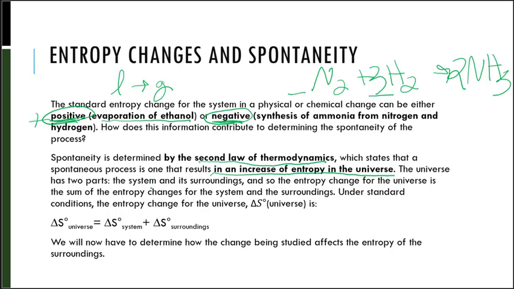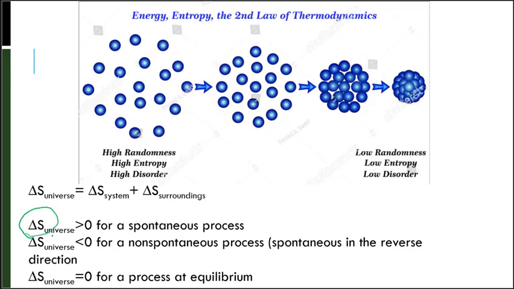The universe has 2 parts, the system and its surroundings. And so the entropy change for the universe is the sum of the entropy changes for the system and for the surroundings. So we can write this as our entropy for the universe is equal to the entropy for the system plus the entropy for the surroundings. We will now have to determine how the change being studied affects the entropy of the surroundings. If I have an entropy for the universe that's greater than 0, we have a spontaneous process. If it's less than 0, it's non-spontaneous. And if it is 0, then we are at equilibrium.